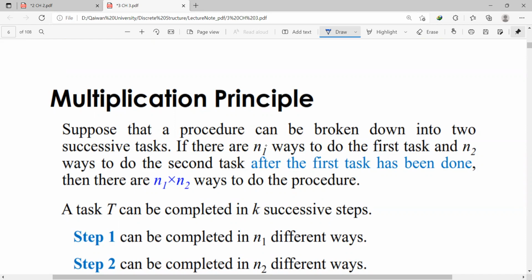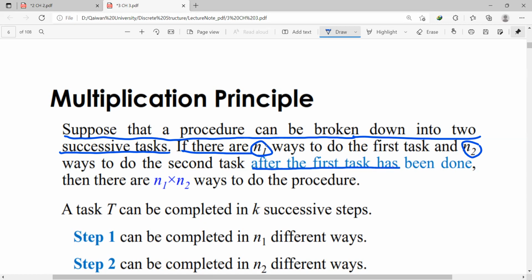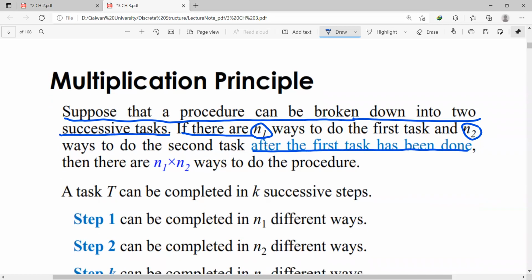And for the multiplication principle, we suppose that a procedure can be broken down into two successive tasks. Look here, we are going to have two successive tasks. If there are n1 ways to do the first task and n2 ways to do the second task after the first task has been done, that means task 2 is going to be done after task 1, then we have n1 times n2 ways for doing this.